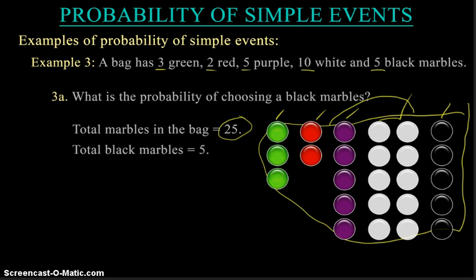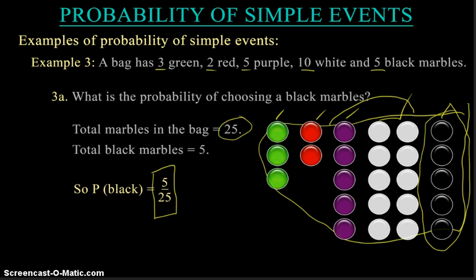So the total black marbles is equal to 5. So ito yun, 5 lang yung marbles natin. So the probability of choosing a black marble is equal to 5 by 25. So yung total number ng black marbles natin ay 5 and yung total number ng marbles is 25. So we have 5 by 25 or 1/5. Reduce natin sa lowest term tong 5 over 25, that is divided by 5, both numerator and the denominator. So we have 1/5.